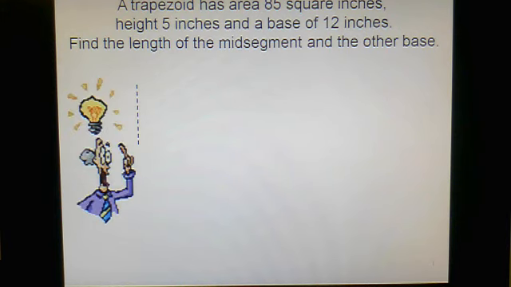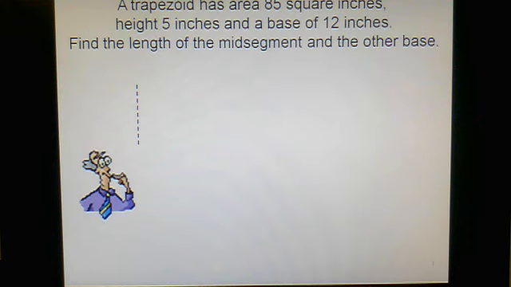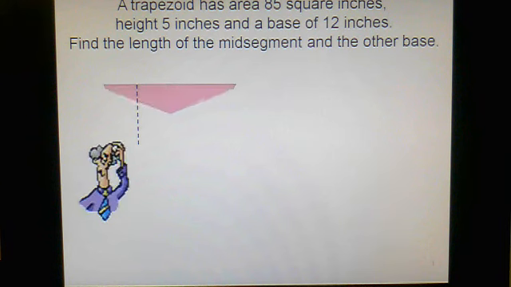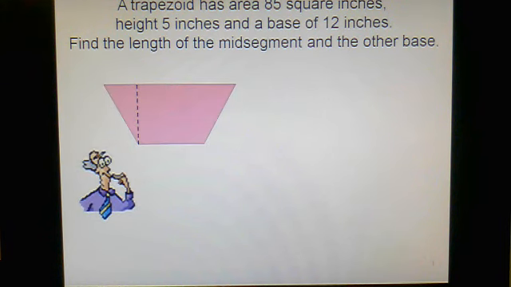And you can do it in either order. You can go for the other base first, go for the mid-segment. I personally like to do a sketch first. I would suggest you pause this one and think for a little bit. This is a good one to think about. You want to take a few minutes to work through.